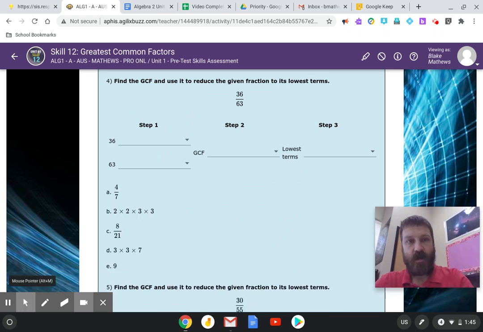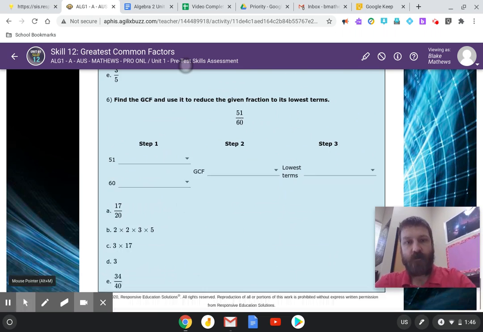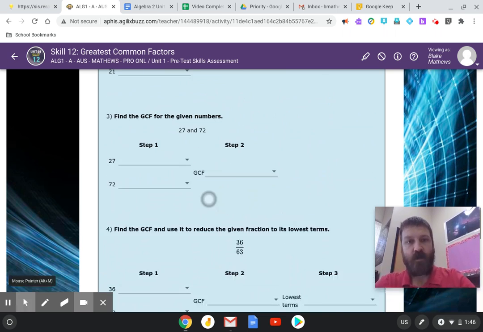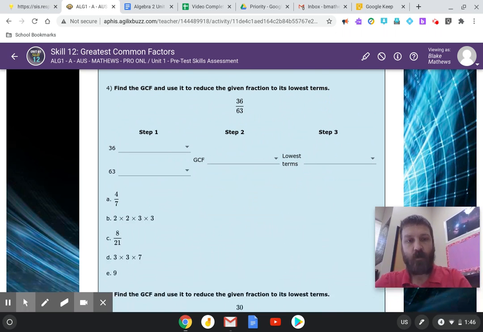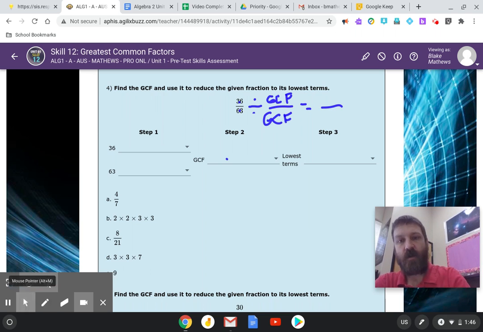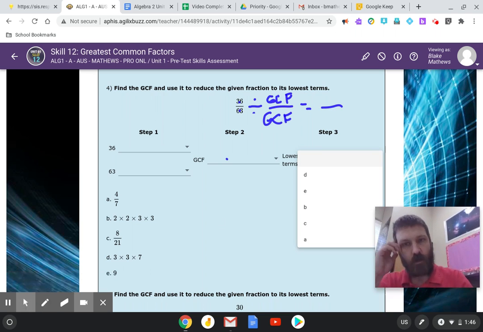And then starting with number 4, they want you to use that to reduce the fraction to its lowest terms. So once you find the greatest common factor, you need to divide that fraction by the same number. Whatever number you get for the greatest common factor needs to go here and here, and divide the 36 and the 63 by that number, and you'll get a new fraction, and that new fraction is what goes in the lowest terms.